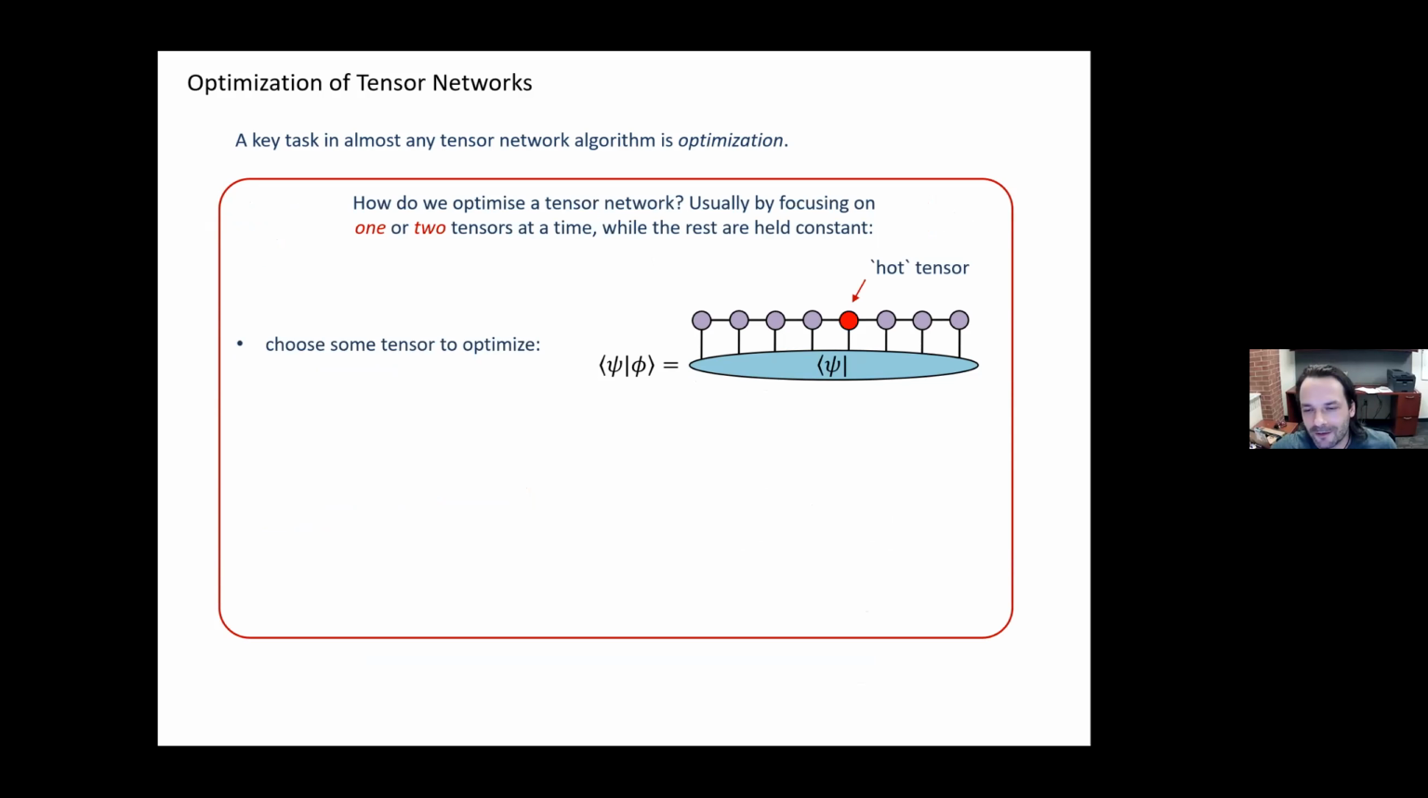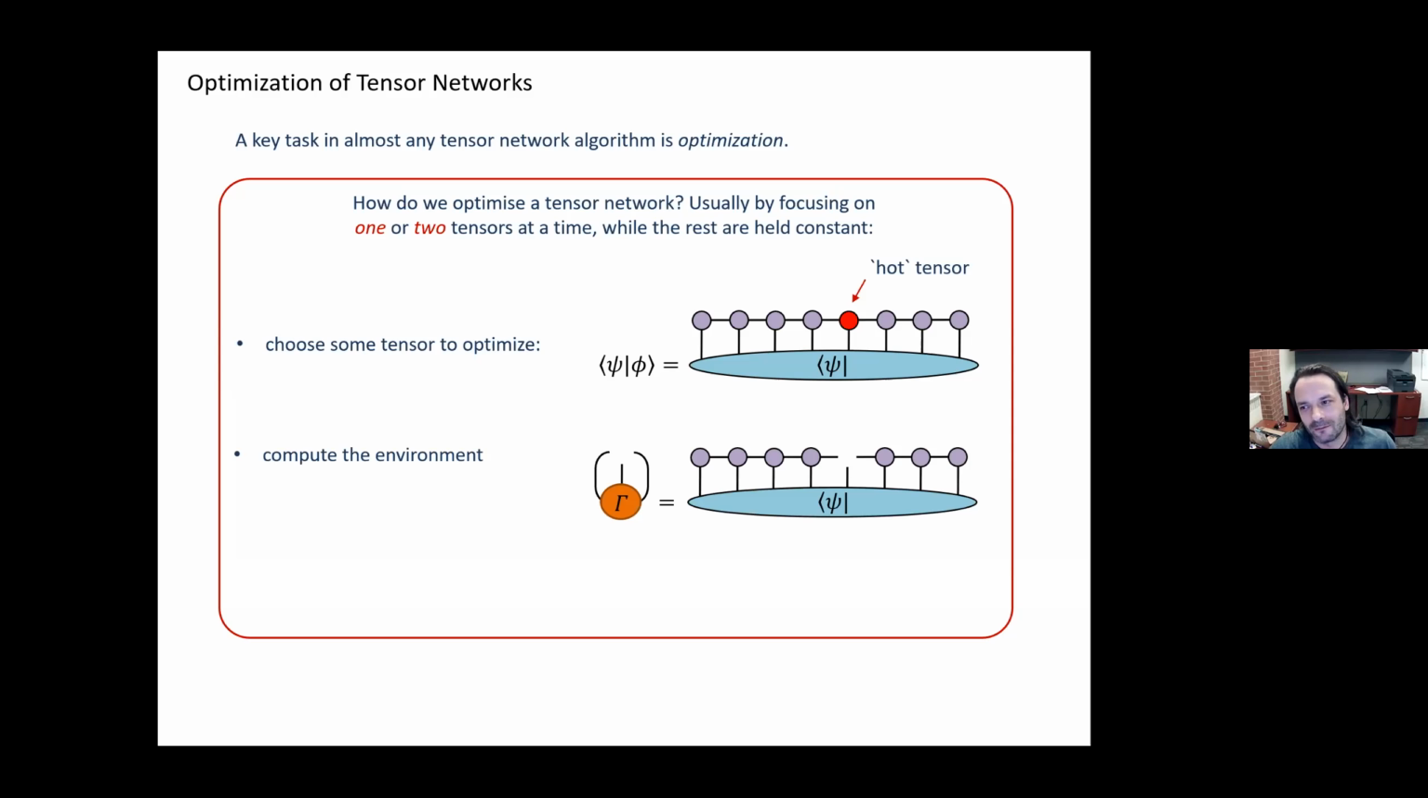So how do we do this optimization? We've got many tensors, each of them containing a whole bunch of parameters. Usually we just focus on one or two tensors at a time while the rest are held constant. So I select some hot tensor I'm going to be manipulating while everything else is held fixed. I could compute an environment that encapsulates the rest of the network outside of this hot tensor, and I could use this environment to figure out how I should change my tensor, or the parameters contained in the tensor, to do the optimization I want. And there are many ways, depending on exactly what you're trying to do.